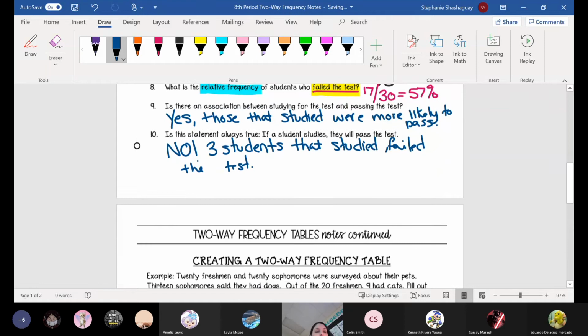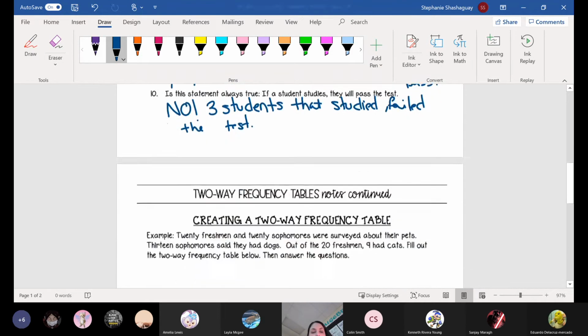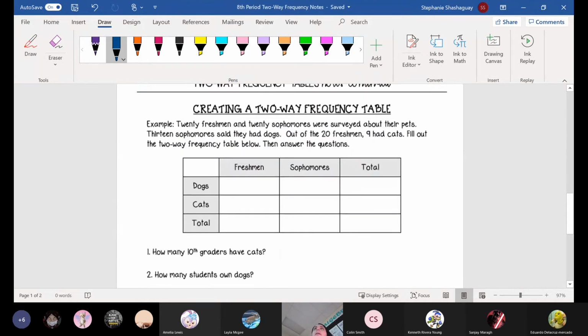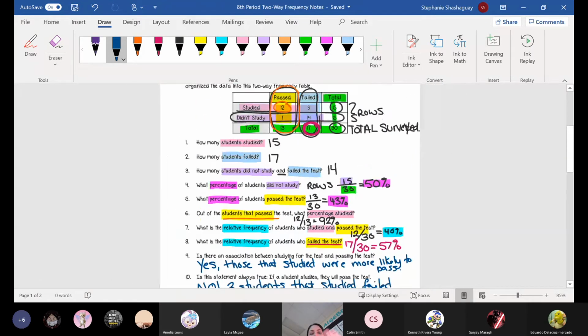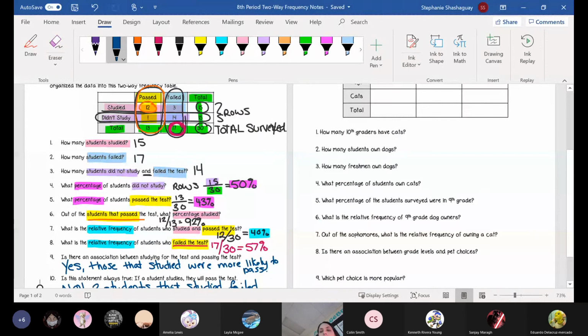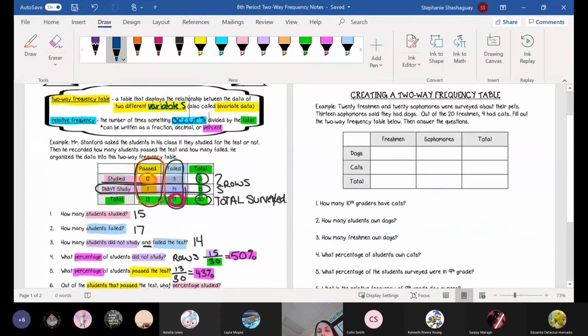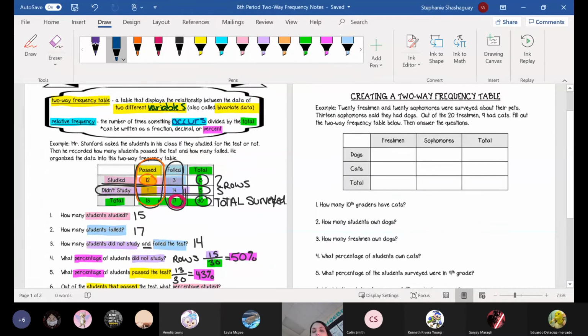All right, so that's it for the first page. I want to go ahead and keep working on the second page because we have plenty of time. Okay, so now we are not given the frequency table, whereas in this first part we were given the entire frequency table and it was filled out for us. Now we have to fill out this frequency table on our own based on the information given to us in the example. So 20 freshmen, I'm going to write that here.